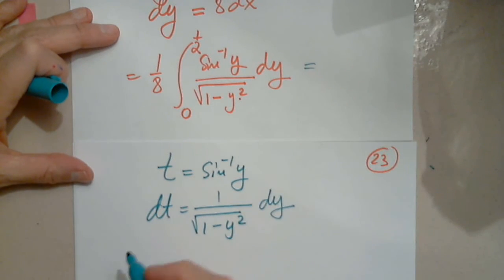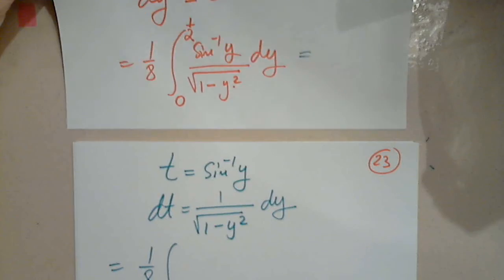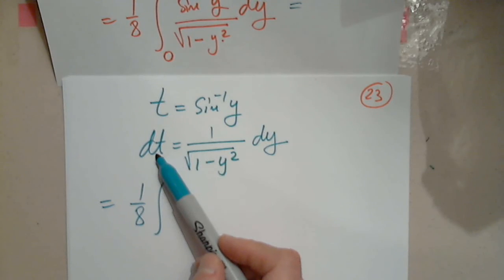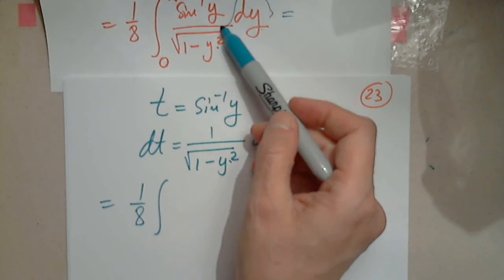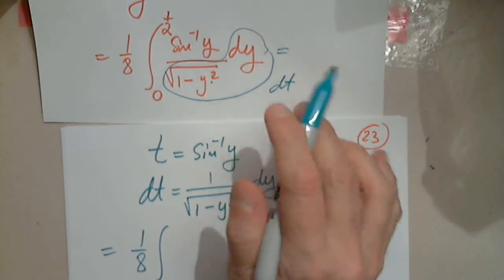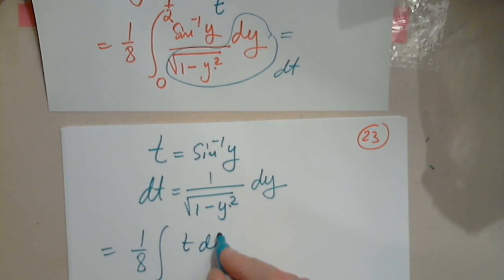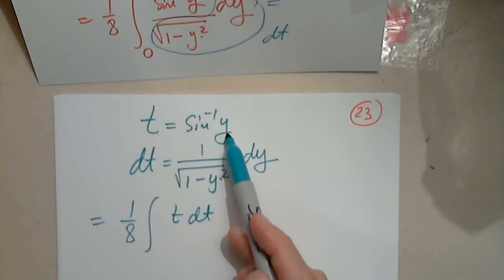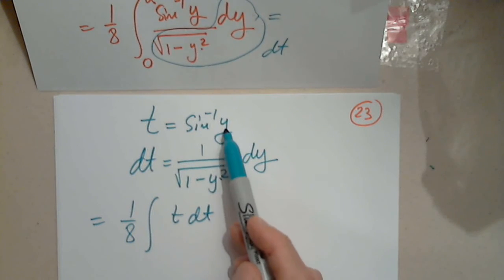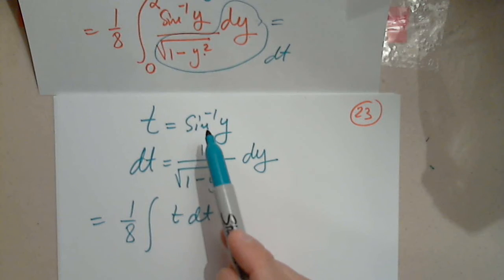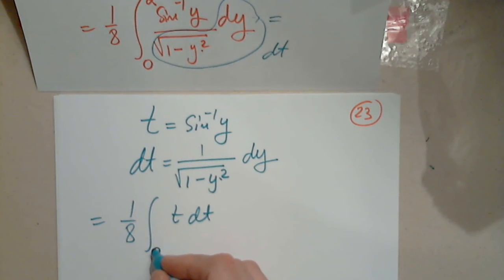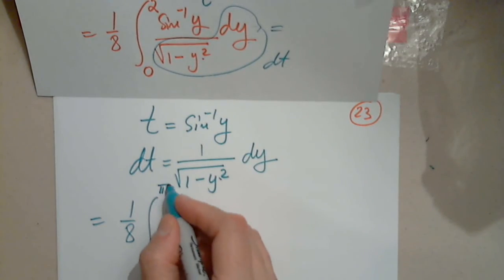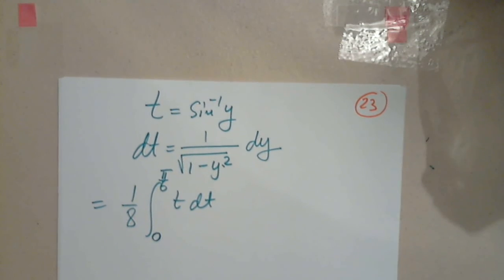So then I continue with 1 over 8 in front. The integral, do not copy the limits of integration. The numerator is t. Dt is dy over this. This is dt, and this is t. Very nice. When y is 0, which angle has sine 0? And that's 0. And when I plug in 1/2, which angle has sine 1/2? And that must be, we talked about that again today, pi over 6.